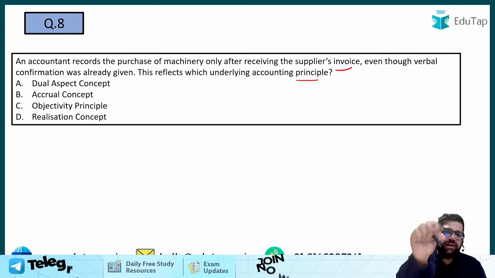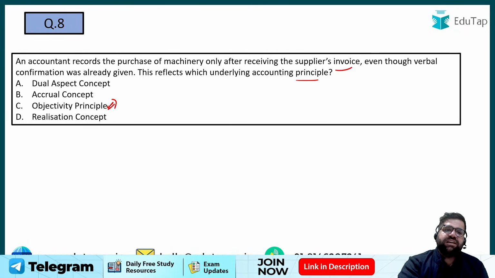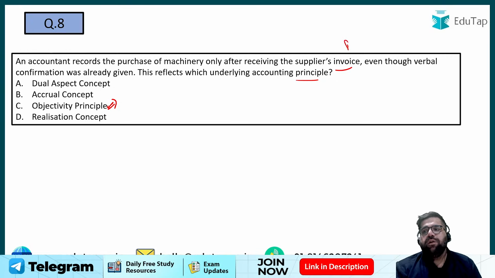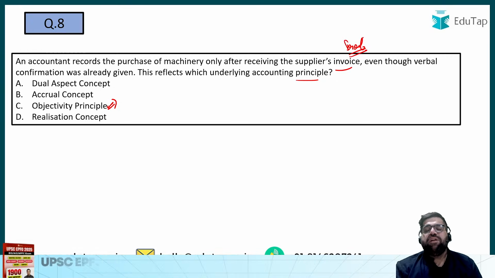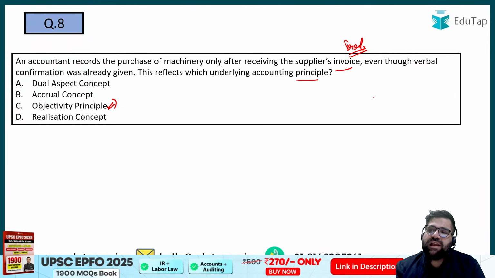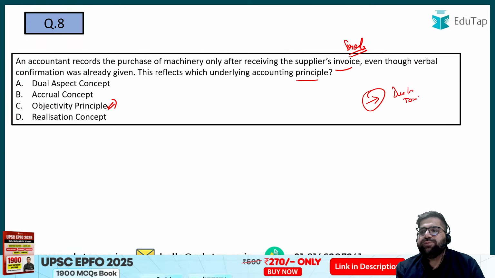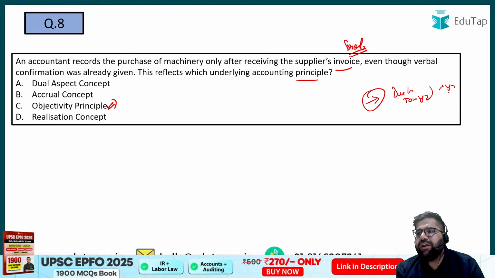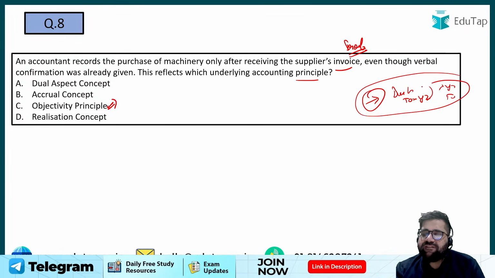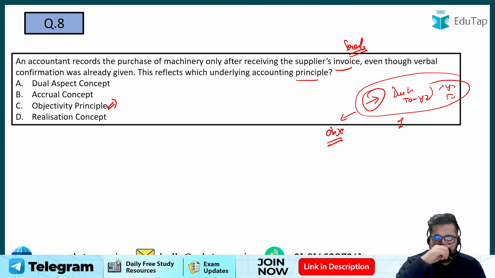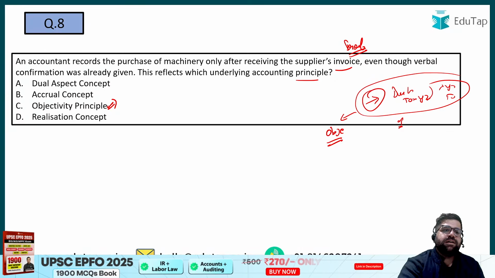This principle is based on the concept of objectivity. The objectivity principle says that you need to have proof of every transaction. For example, if I'm making any journal entry, bank account debit to XYZ or XYZ account debit to bank, you have to give me the proof of why you did it. That is why we have the principle of objectivity. So the correct answer over here will be option number C.